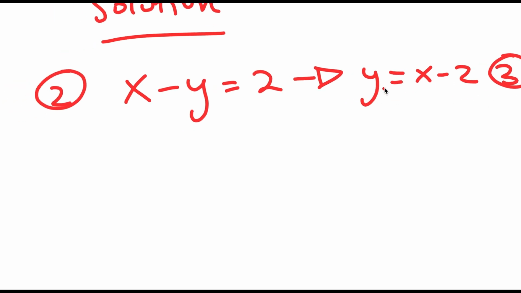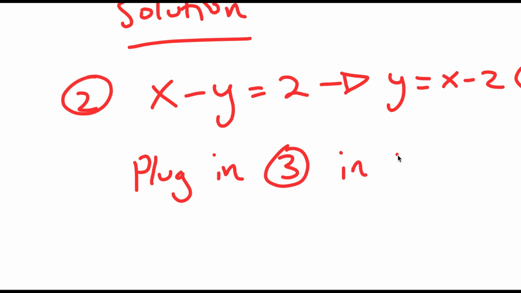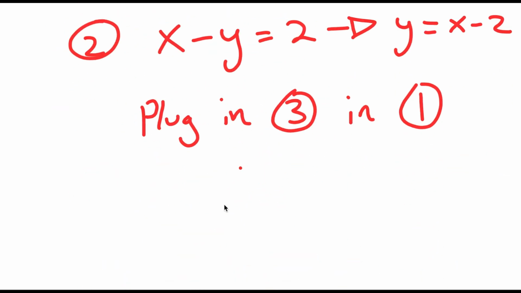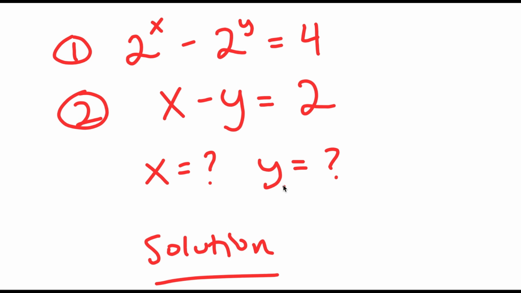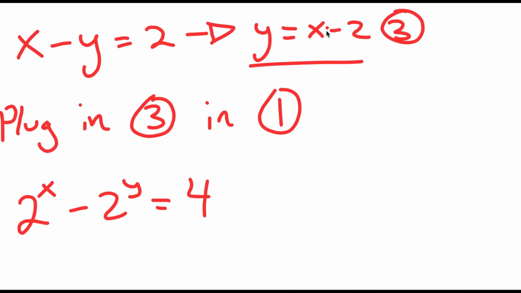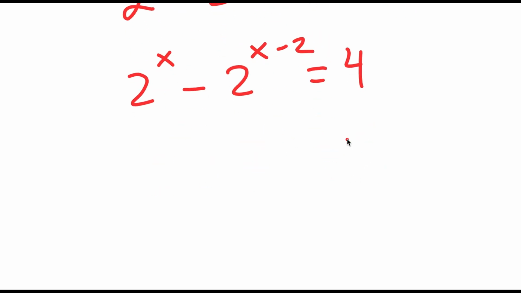So now I'm going to plug in this value of y into equation 1. So equation 1 is 2 to the power of x minus 2 to the power of y is equal to 4. And we have that y is equal to x minus 2. So now I have 2 to the power of x minus 2 to the power of x minus 2 is equal to 4.